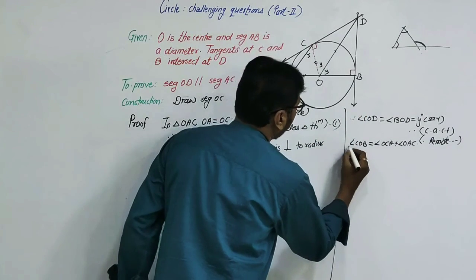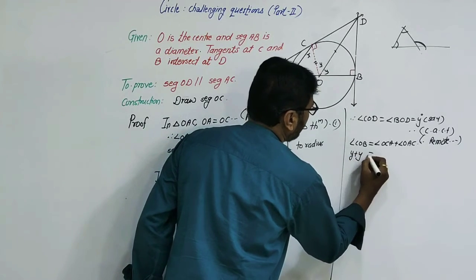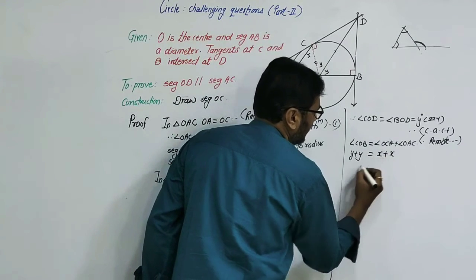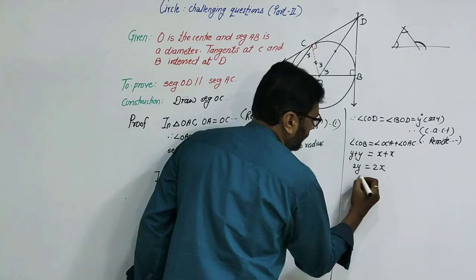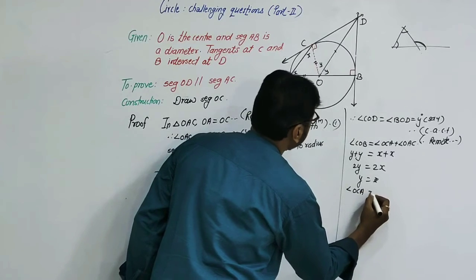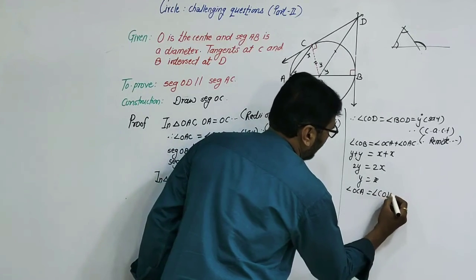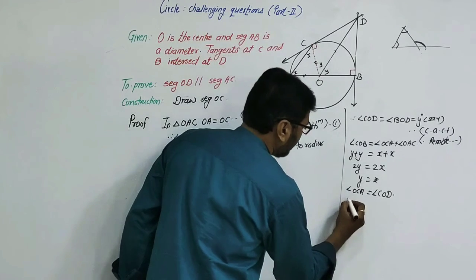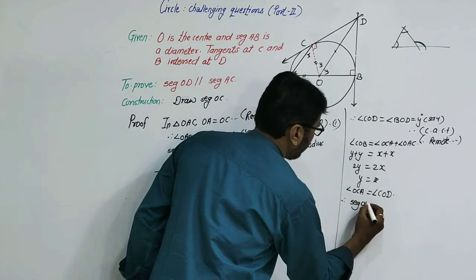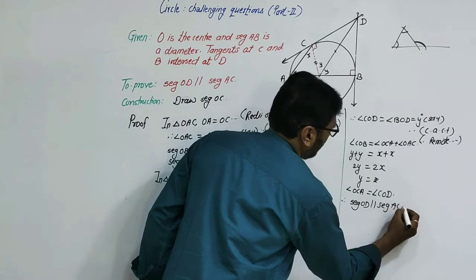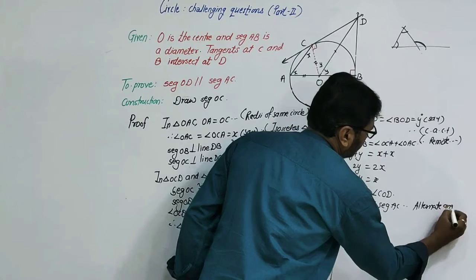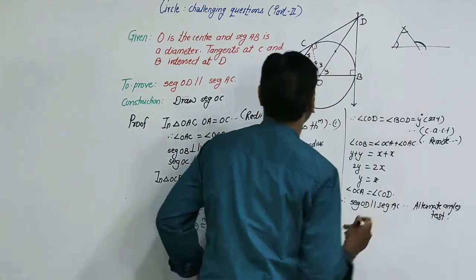So COB is Y plus Y is equal to X plus X. OCA is X and OAC is also X. 2Y is equal to 2X. Y is equal to X. So I will write angle OCA is equal to COD. We got alternate angles which are congruent. Therefore, line AC or segment OD is parallel to segment AC. Alternate angles test. AC is parallel to OD.